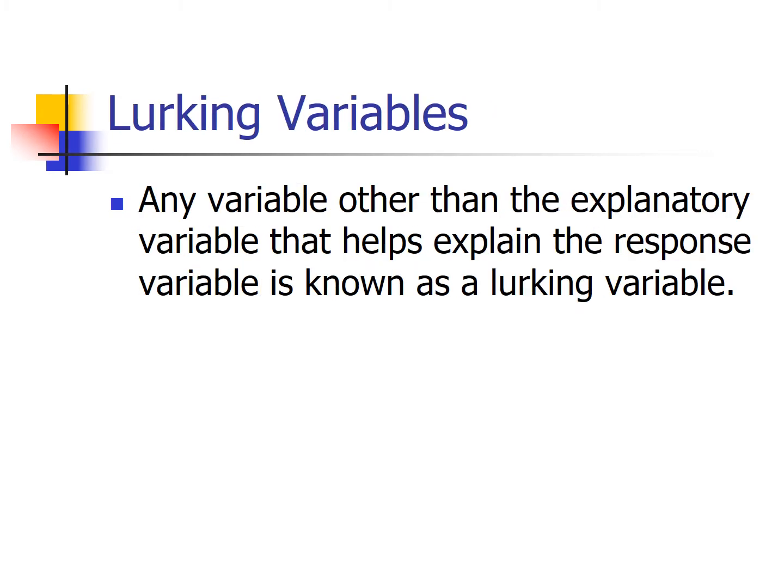Now, in addition to these explanatory and response variables, we have these things called lurking variables. So, right, with the idea of explanatory and response, we basically have one variable, the explanatory variable, that influences, explains the other variable, the response variable. We often call the explanatory variable x. Makes sense because there's an x in the word explanatory. We often call the other variable, the response variable, y. So the lurking variable is any variable other than x that also helps explain y.